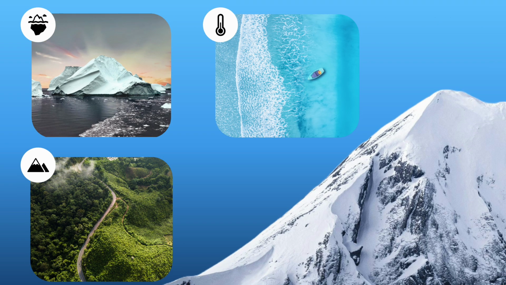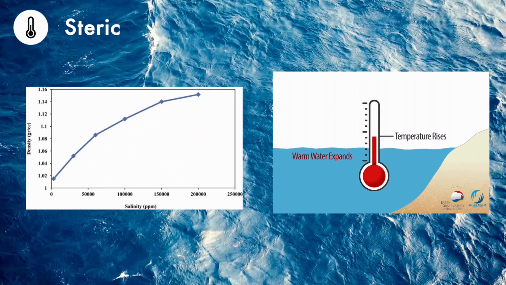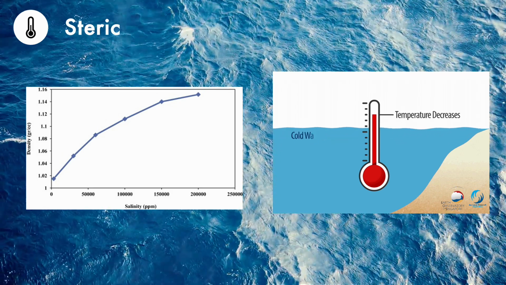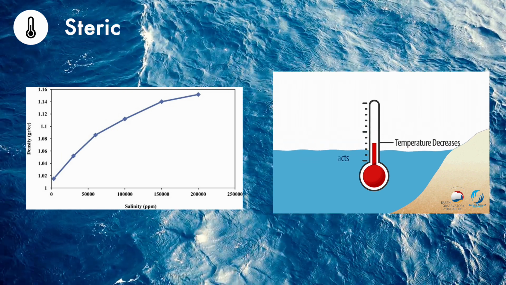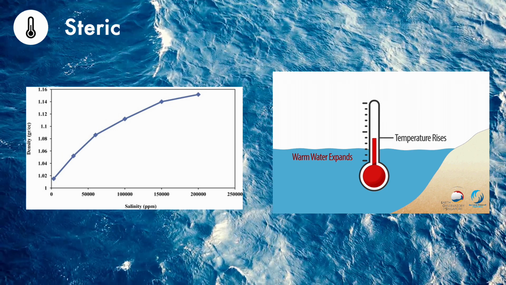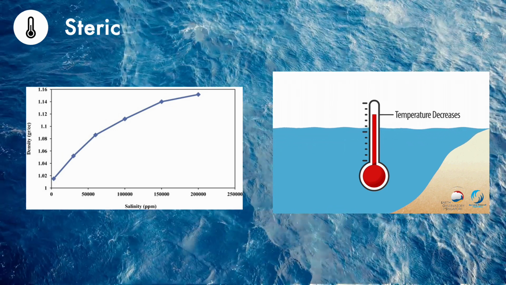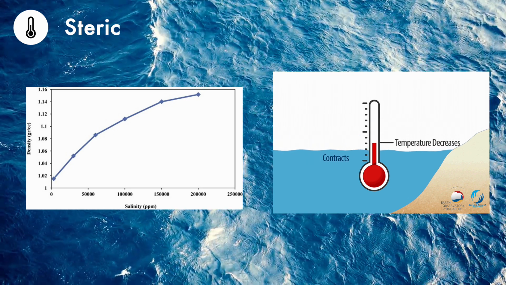Next, let's talk about steric changes. Now this involves changes in water density due to temperature and salinity. As water warms, it expands, taking up more space. This is a process known as thermal expansion. So as the ocean heats up, sea levels rise without any additional water being added. Changes in salinity also play a role. Less salty water is less dense and occupies more volume.